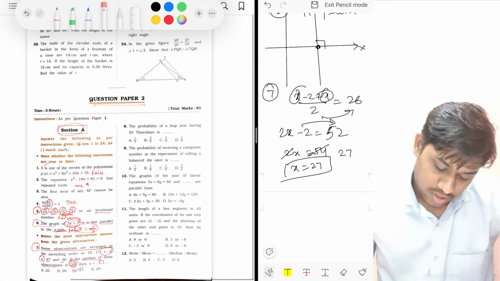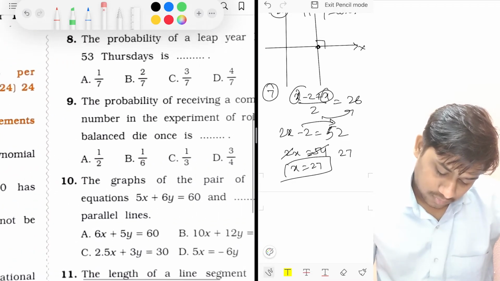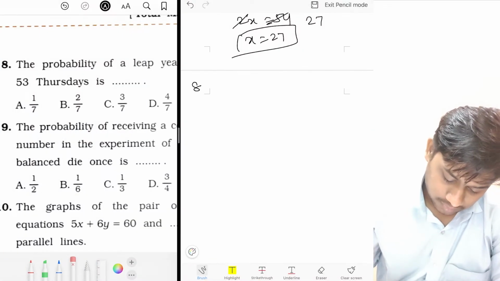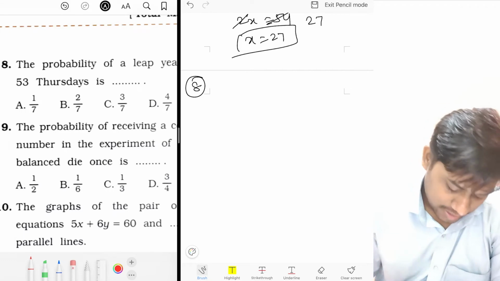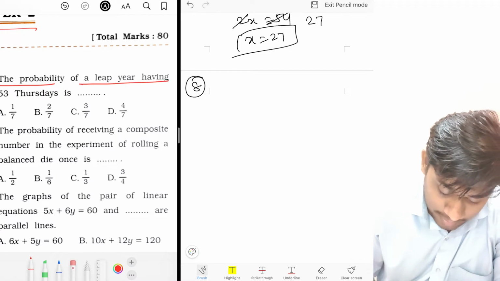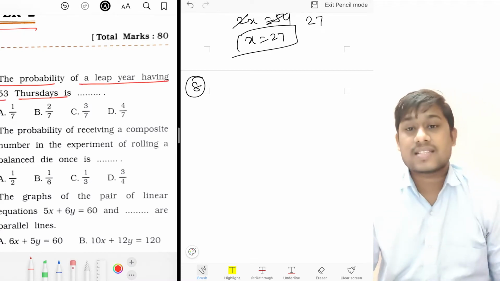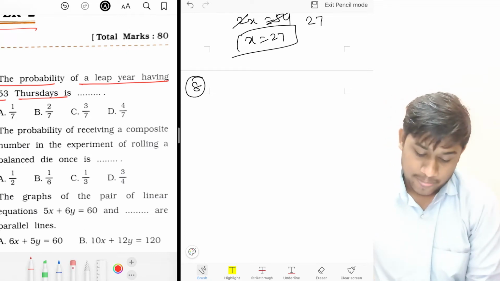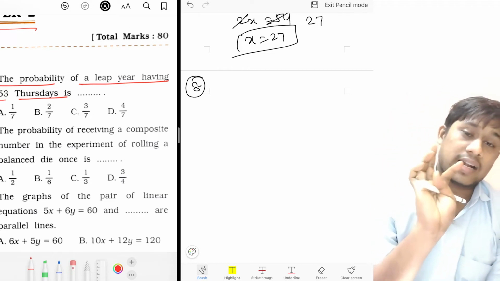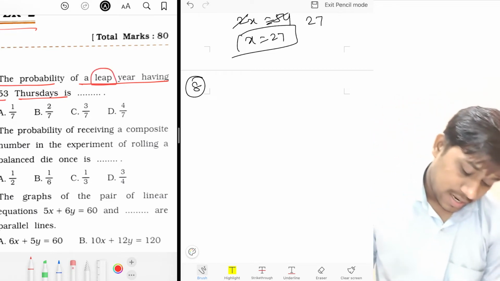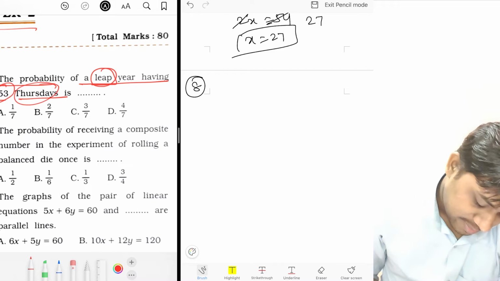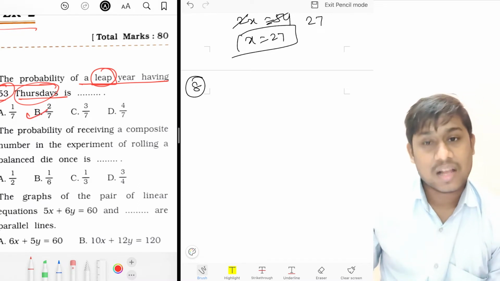Now we go for the next question. In question number 8, see carefully what they are saying. The probability of a leap year having 53 Thursdays is, from the first video of basic, I already explained the relationship between these weeks and the years. In a leap year, we have extra 2 days, right? So Thursday can be 2 days. So we have 2 by 7 as your answer.